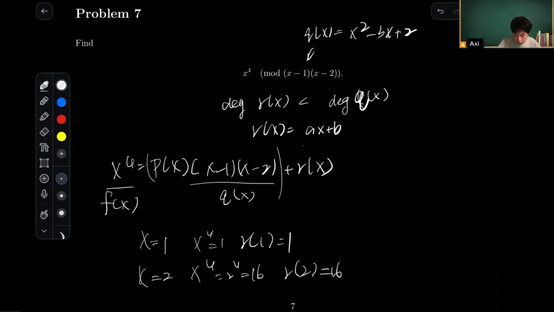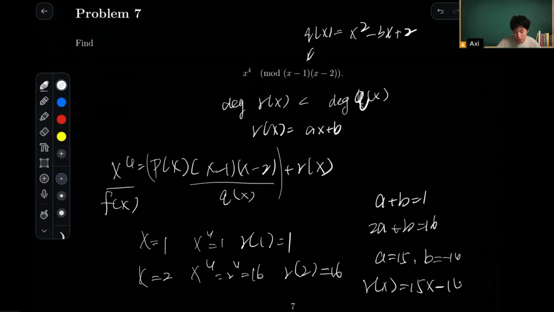Now we also know r of x is equal to ax plus b, so a plus b is equal to 1, and then 2a plus b is equal to 16. Now you can solve: a equals 15 and b equals negative 14, so r of x is actually 15x minus 14, and we're done. We have successfully found the remainder polynomial.